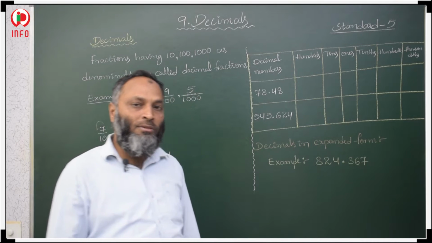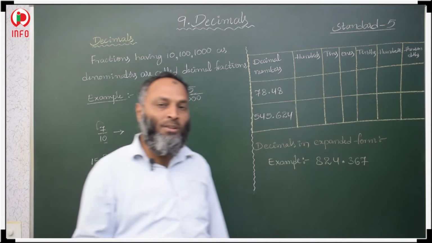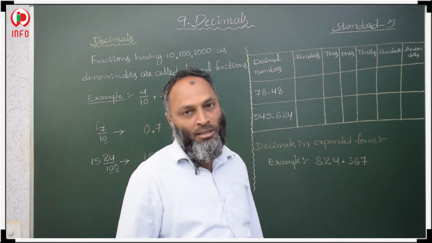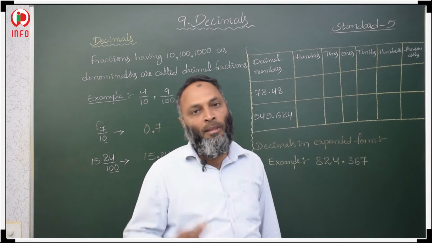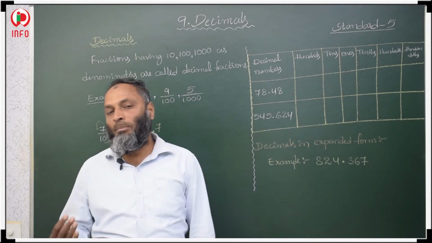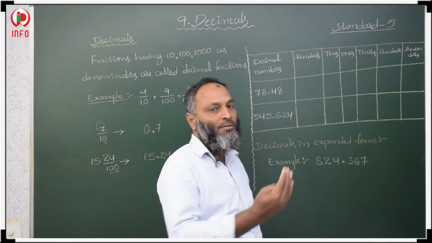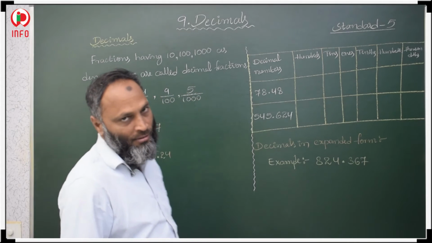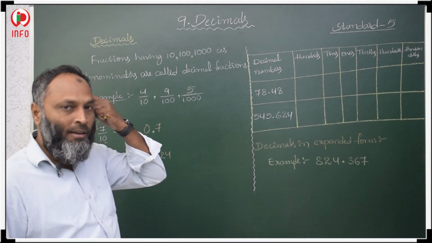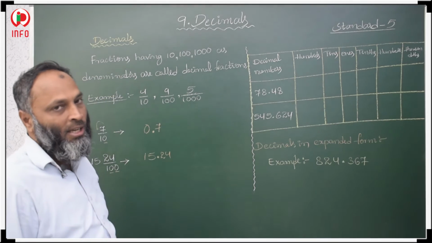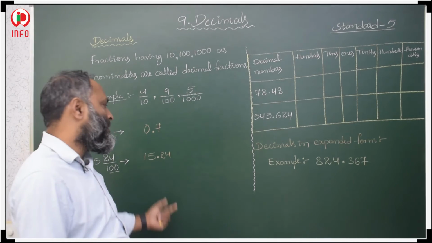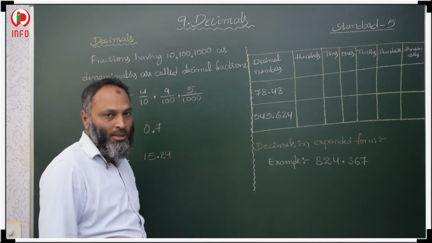First we have to check how many zeros there are in the denominator. Then we keep the decimal point that many places from right to left in the numerator. This is the method to write decimal fractions as decimal numbers.